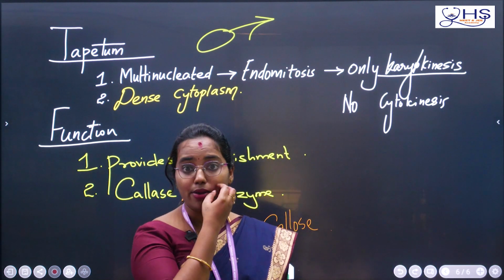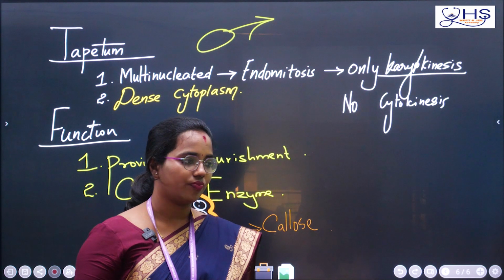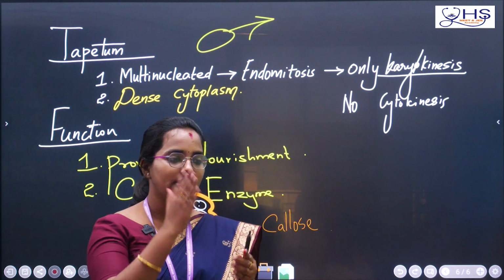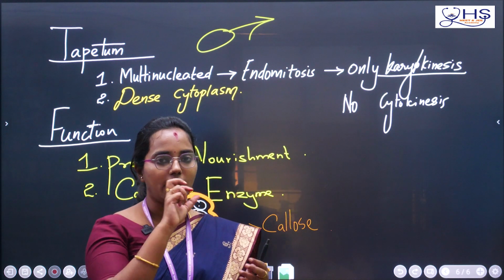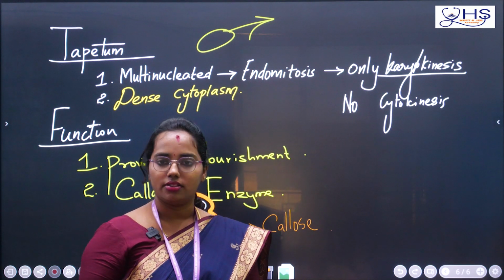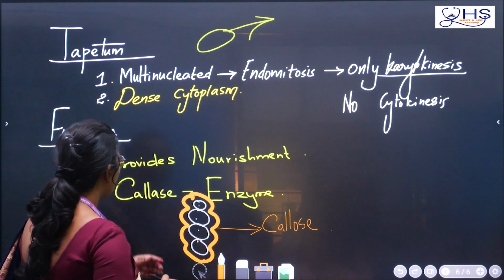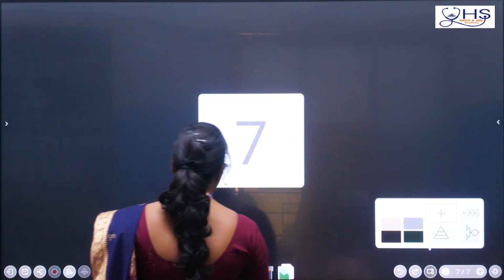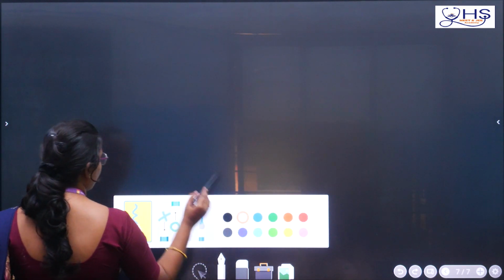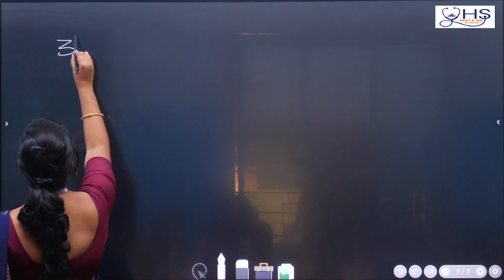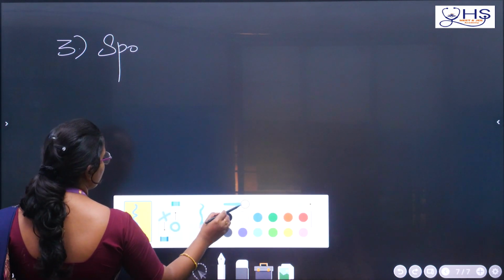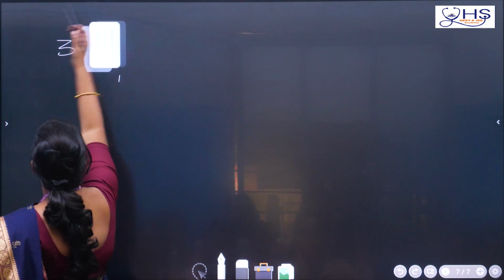Okay. Even the callose is present in the anther wall also. In the first 3 walls, some callose deposition will be there. Even that will be diluted and it helps in the digestion of the anther. Okay. Next important function is it produces the protective secretion. Point number 3, it produces sporopollenin. What is point number 3?